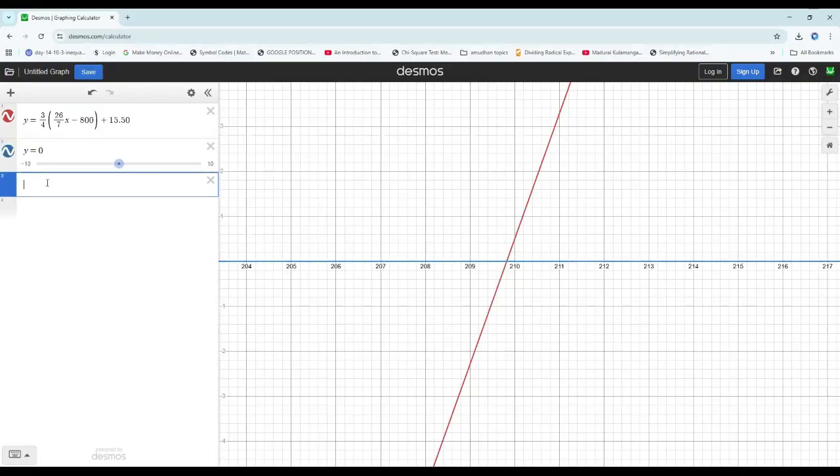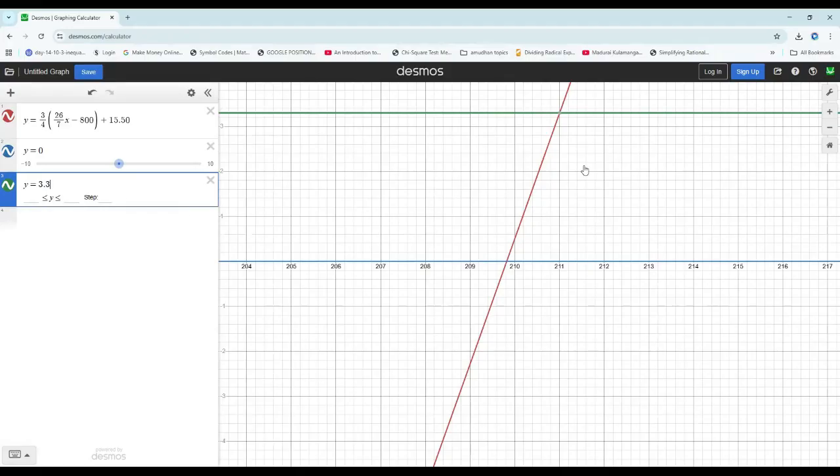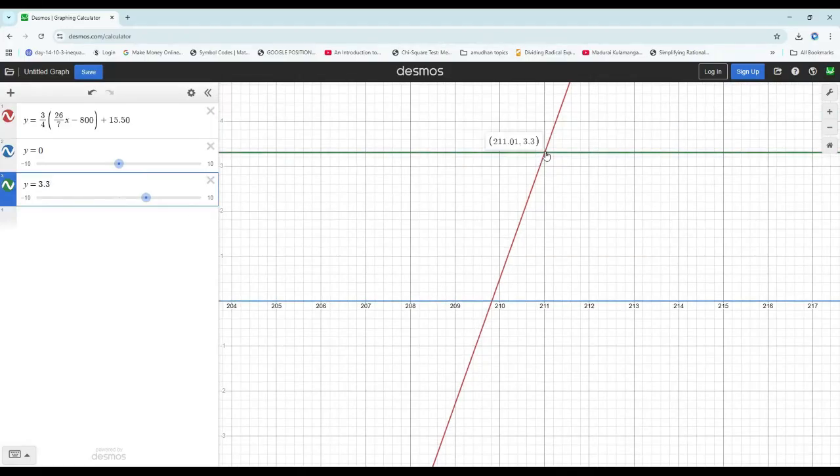Now let me give the second value of y, that is y equals 3.3. When I give y equals 3.3, I get another horizontal line in green color. Now let me get the point of intersection over here. When y equals 3.3, I'm getting x equals 211.00513. Here a point of intersection and here a point of intersection. Now when I increase the value of y by 3.3, that is from 0 to 3.3, I got the corresponding values of x over here and here.